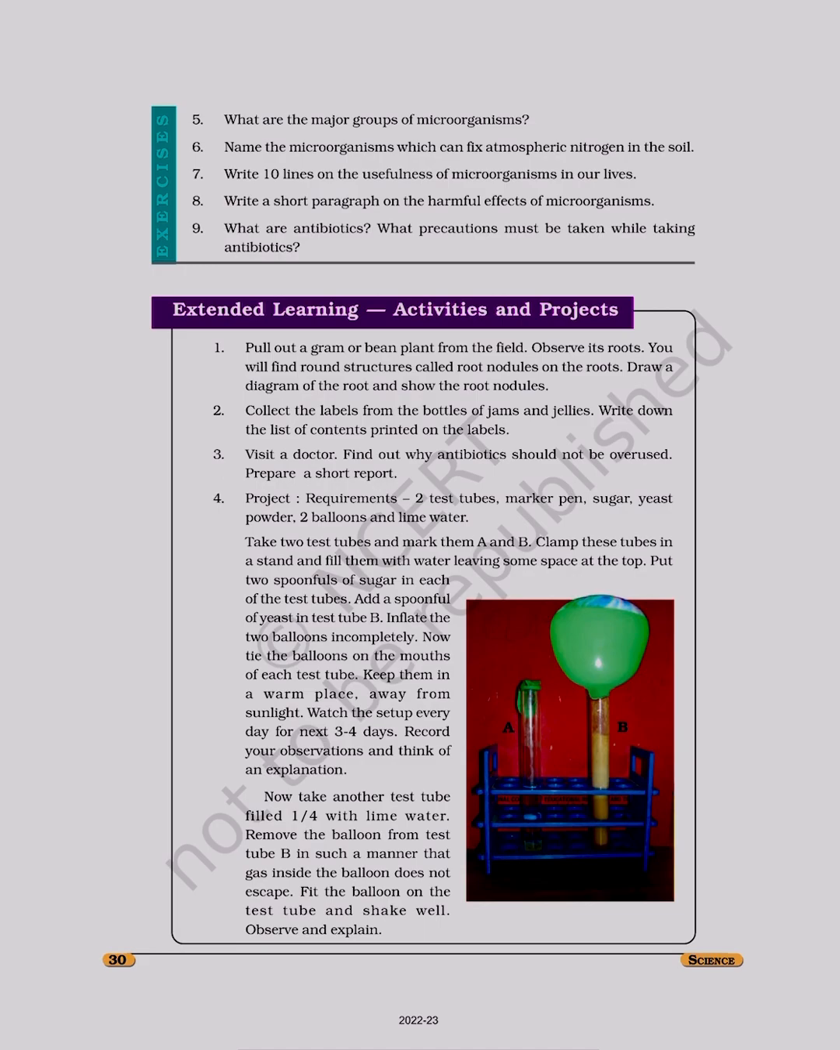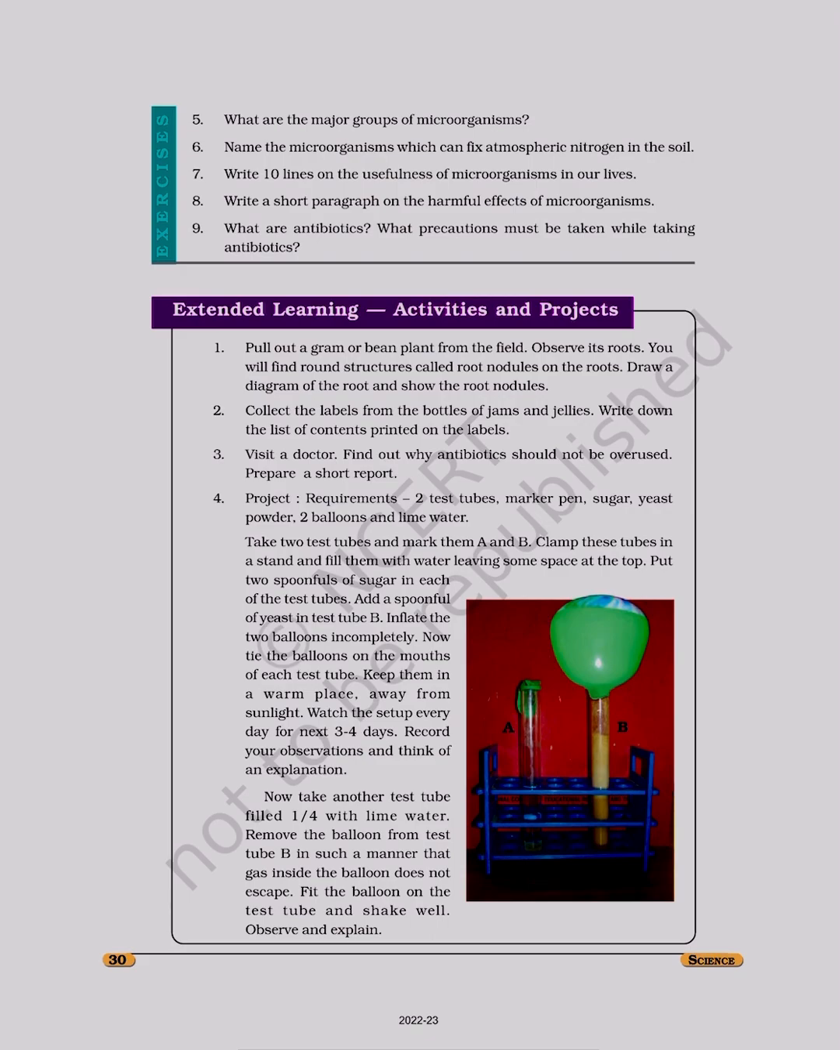Extended learning activities and projects. First, pull out a gram or bean plant from the field. Observe its roots. You will find the round structures called root nodules on the roots. Draw a diagram of the root and show the root nodules. Second, collect the labels from the bottles of jams and jellies. Write down the list of content printed on the labels. Third, visit a doctor. Find out why antibiotics should not be overused.